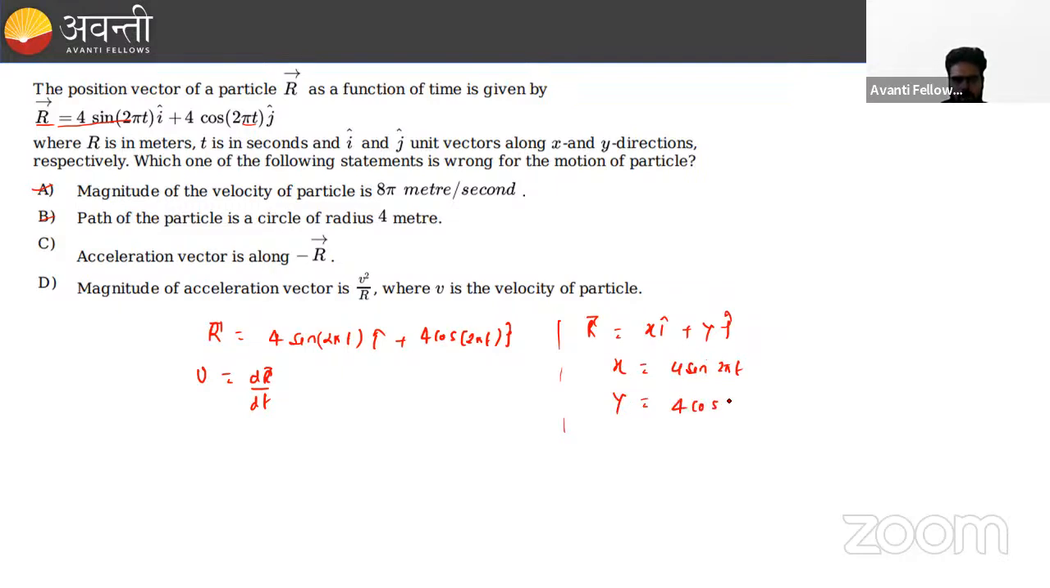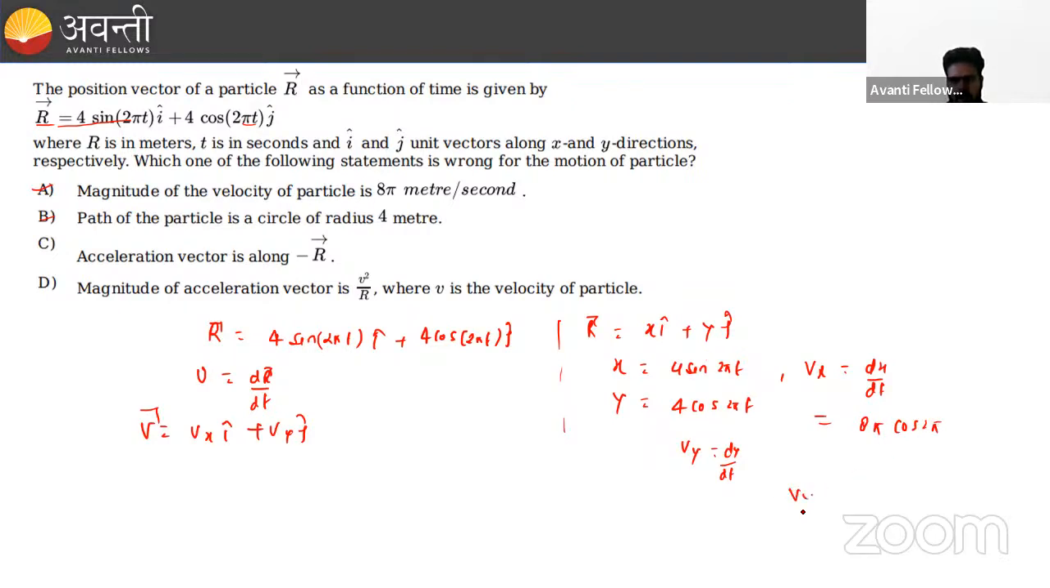At 4 cos 2 pi t. Correct. So how can we say what the value of velocity is? Complete velocity can be written as vx i cap and vy j cap. This is the velocity vector. How can we find the value of vx? By differentiation: dx upon dt, and vy is dy upon dt. So if we calculate dx upon dt here, this can be written as 8 pi cos 2 pi t.